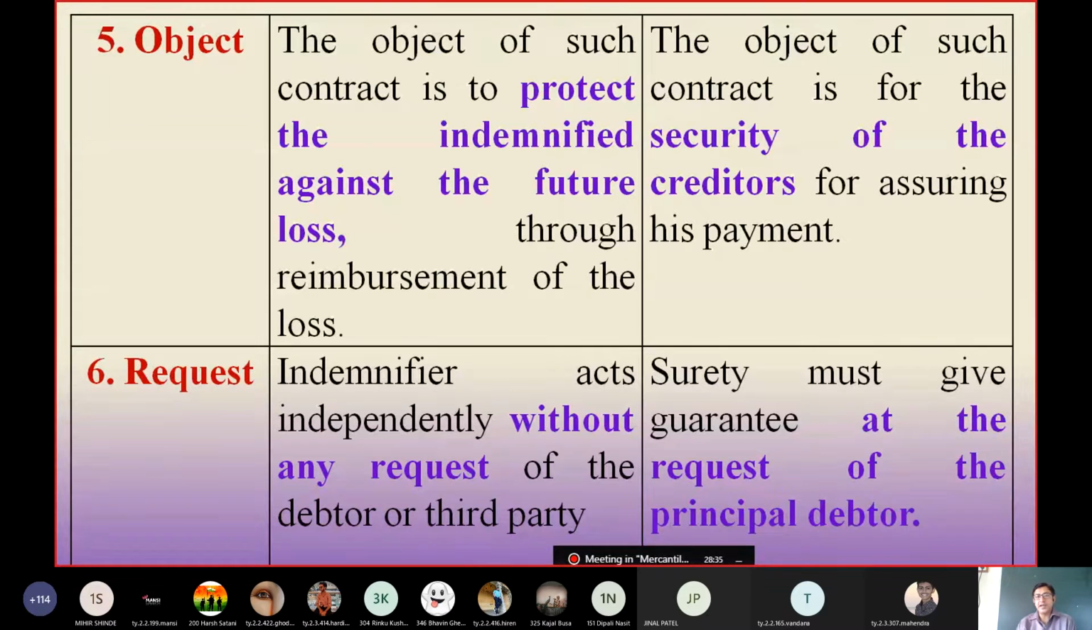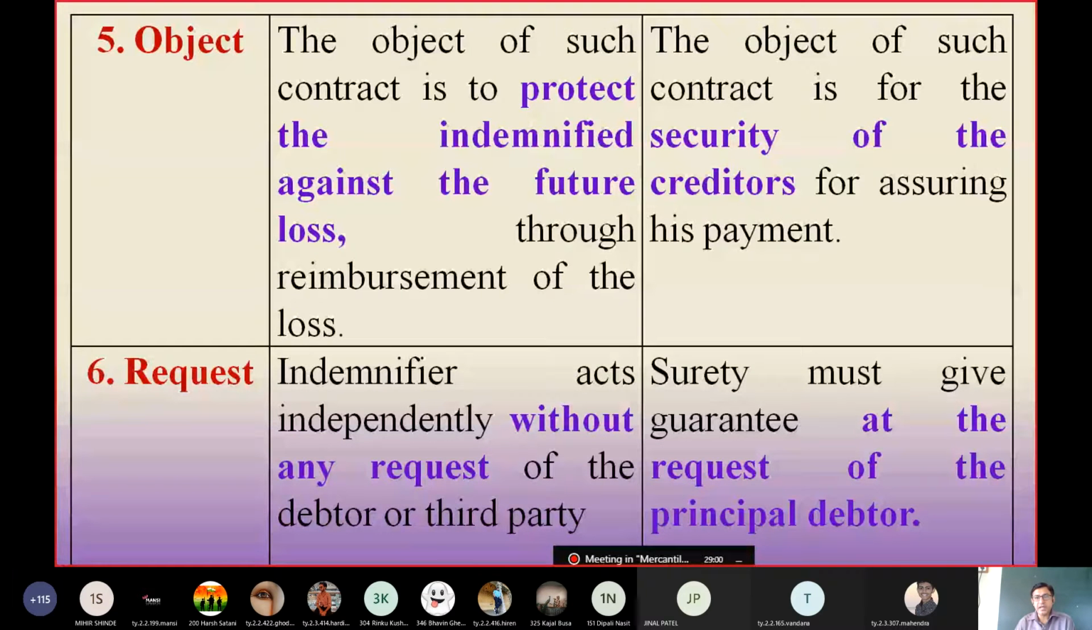What about the object of guarantee contract? The object of such contract is for the security of the creditors. It provides security to the creditors, as we have studied at the initial stage. The most secured person in case of guarantee contract is the creditor, for assuring his payment. So there is an assurance to the creditor about the payment. Two persons are providing assurance about the payment.